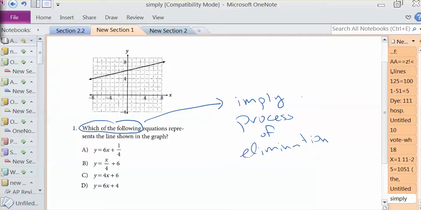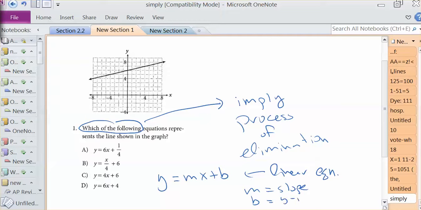So if I look at the first choice, and conceptually, hopefully you remember the equation of a linear function, y equals mx plus b. This is a linear equation. M equals the slope, the coefficient of x, of course. B is the y-intercept. So when I look at the first choice, 1/4 would be over here for my y-intercept. I don't like that. And I don't think the slope is 6 anyway.